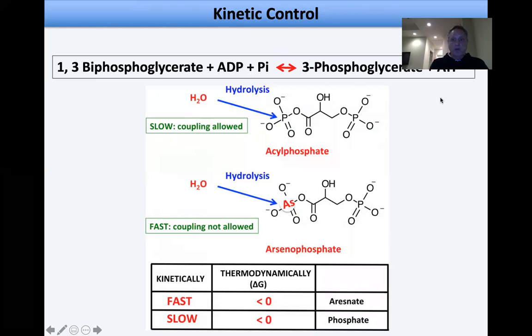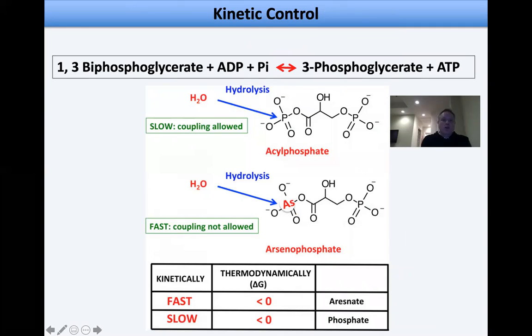So here's an example of kinetic control that uses arsenic. This is a basis for arsenic poisoning. So this is a glycolytic reaction. This is 1,3-bisphosphoglycerate plus ADP and inorganic phosphate giving you 3-phosphoglycerate plus ATP. This is the step where you make ATP by substrate level phosphorylation in glycolysis. And so we remember that what happens here is that you have a high energy phosphoanhydride bond, and you hydrolyze it, and you transfer that over to ADP to make ATP.